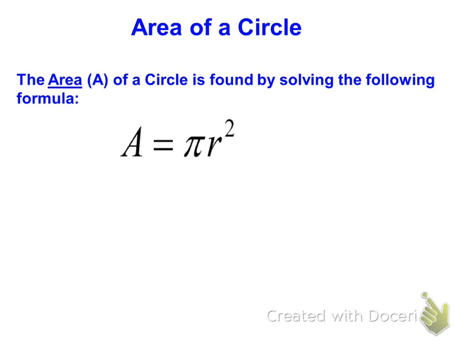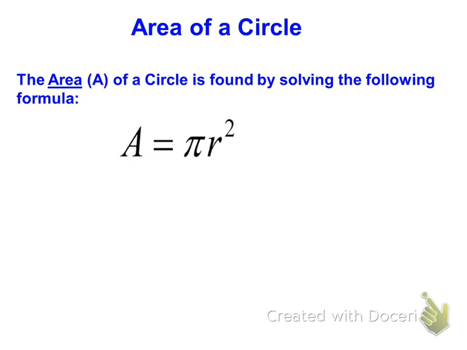To find area of a circle, the area of a circle is found by solving the following formula. Some of you may have already heard this, but it is area equals pi r squared. Please remember that that is squared. And what does squared mean? Squared is anything multiplied by itself. So whatever number I put in for radius, I have to multiply it by itself first.